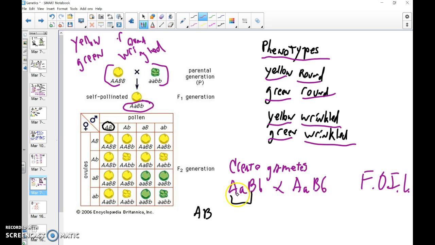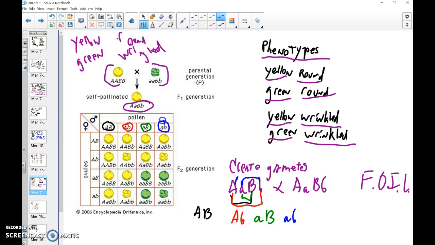Then I'm going to do the outer, so capital A and lowercase b, the dominant of the A and the recessive of the B. And you'll see that one is right here. Then I'm going to do inner, the two on the inside, so lowercase a and capital B. I'm going to place that here, so that's the recessive of the A and the dominant of the B. And then I'm going to do last, so the lowercase a and the lowercase b.